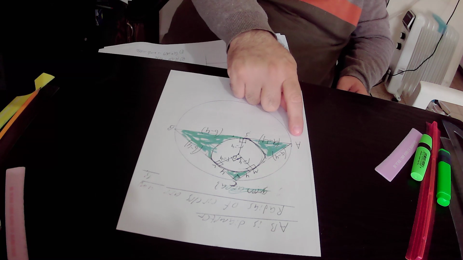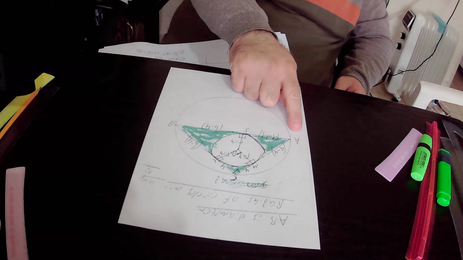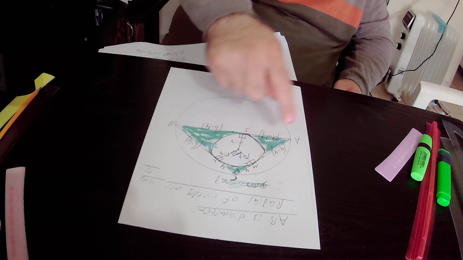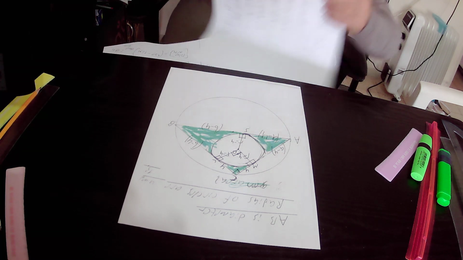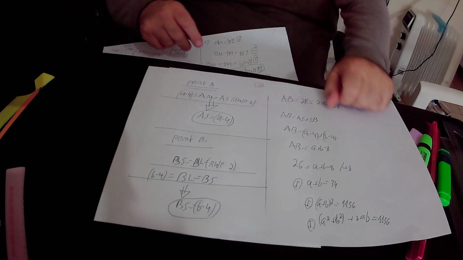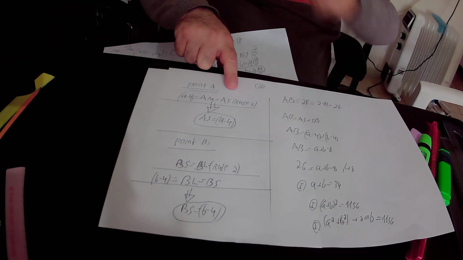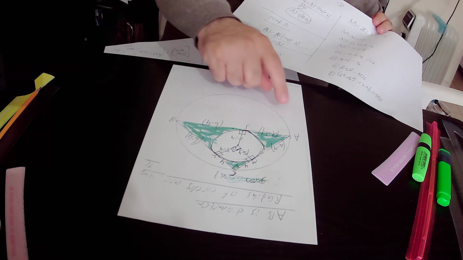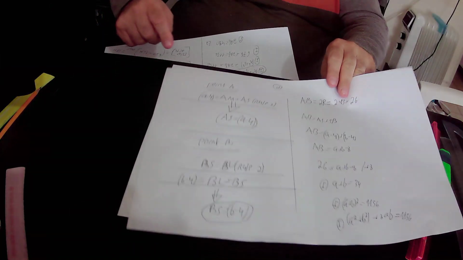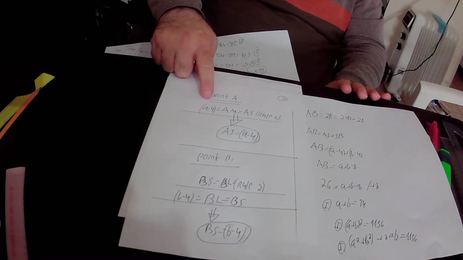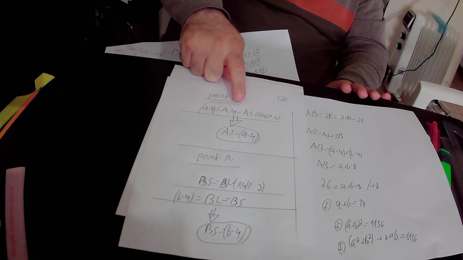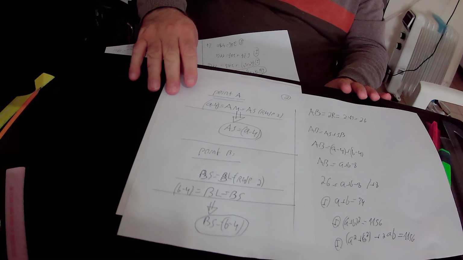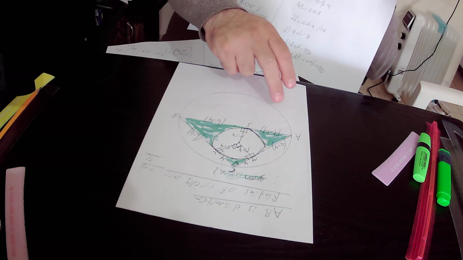If we focus on the common external point, point A, we have two tangents to this small circle, tangent AM and tangent AS, and according to rule number 2, they must be equal to each other. AM equals AS. But AM equals a minus 4, so from this equation, a minus 4 equals AM equals AS, we derive that AS is also equal to a minus 4.